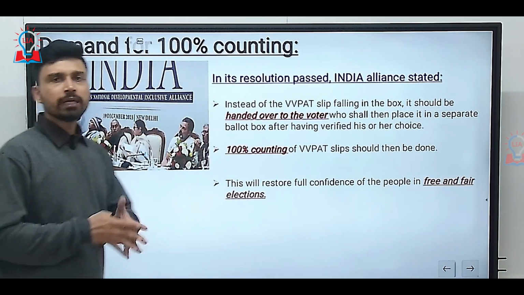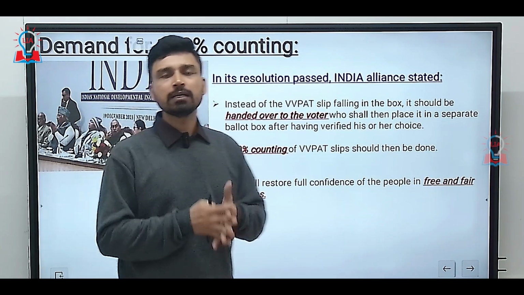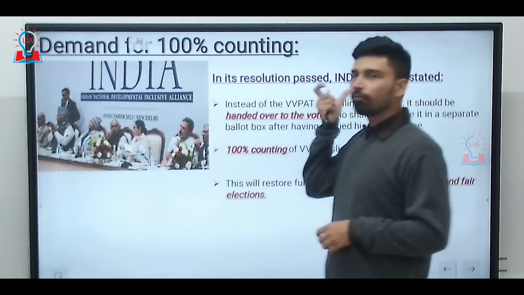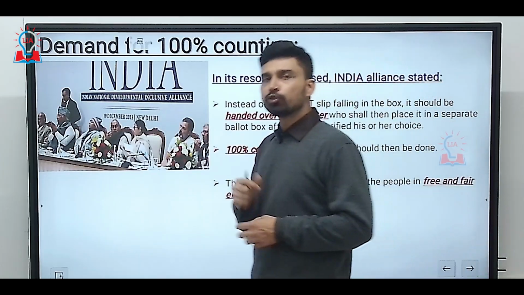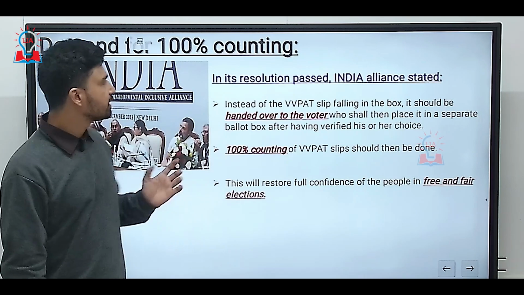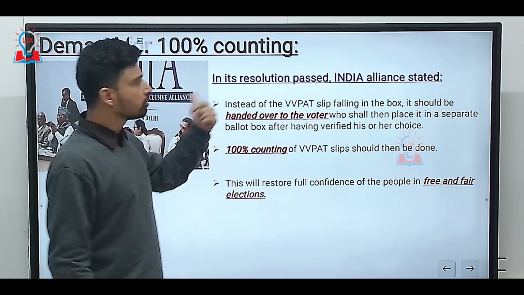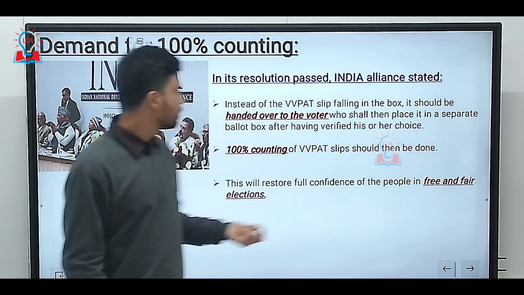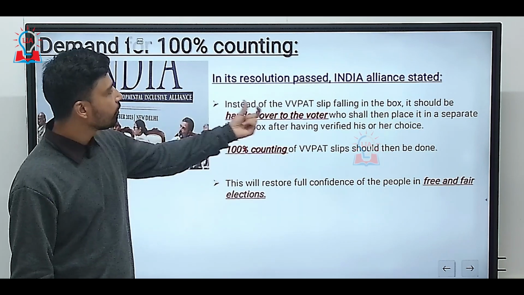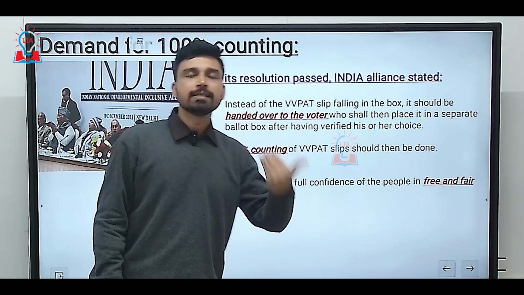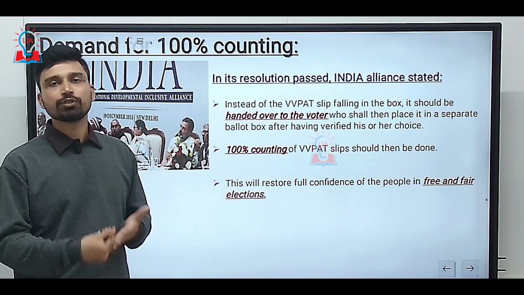Now, as we know, currently the India Alliance has raised a demand that 100% of the VVPAT slips should be counted. So let us try to understand this point as well. The India Alliance has passed a resolution, and three salient points have emerged from this resolution.